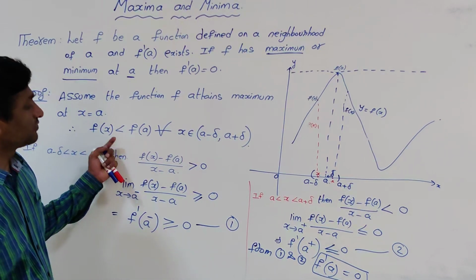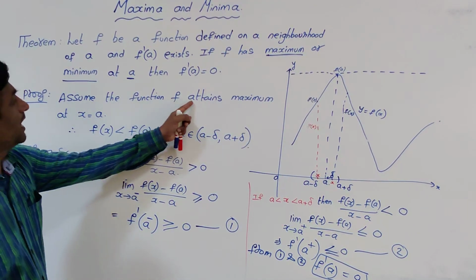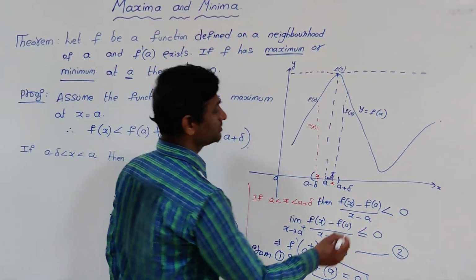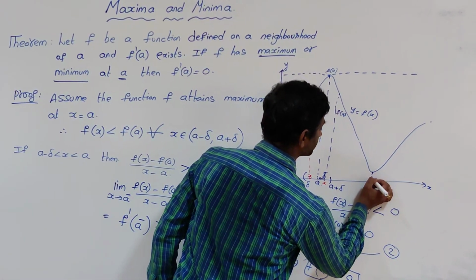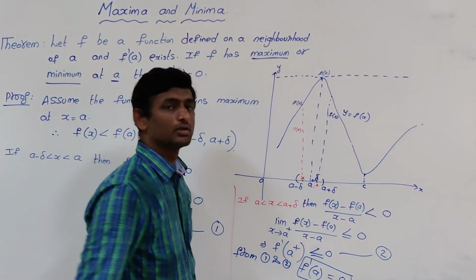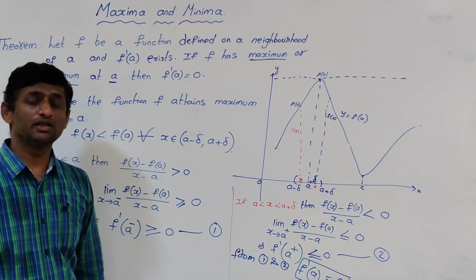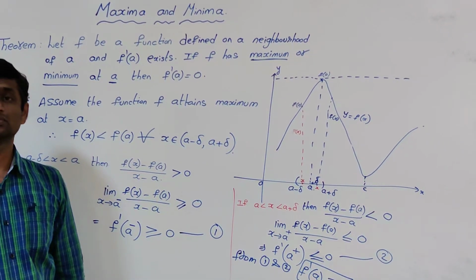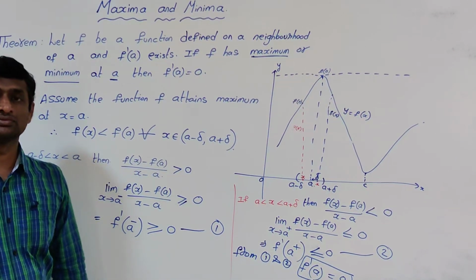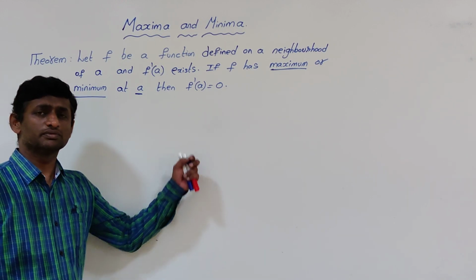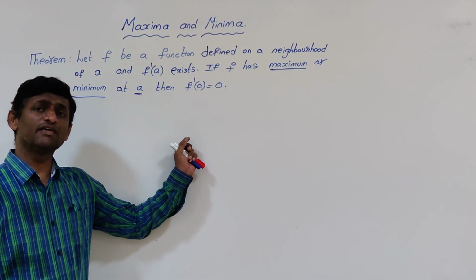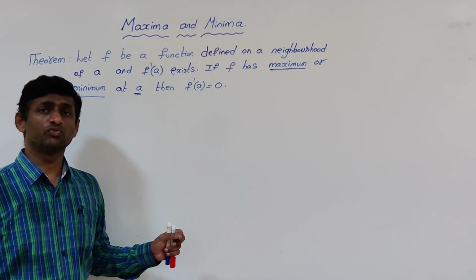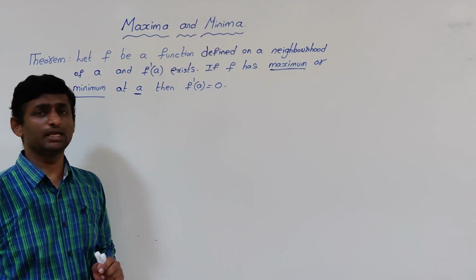So this theorem is for what? If the function attains a maximum value. Now assume that there is a point C. Now what happens if the function attains a minimum value? That we'll see in the proof now. In the previous case we took that f has a maximum at A. Now we'll see the proof for what happens if it is a minimum at A.